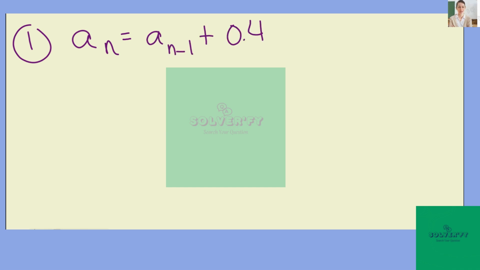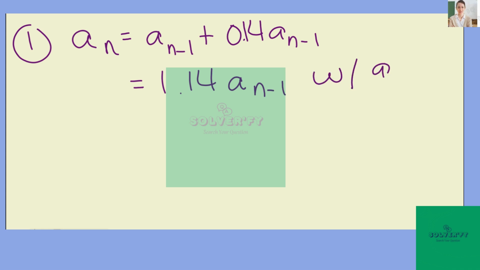Question 1, we are given a situation and we want to set up a recurrence relation. Our recurrence relation can be given as a of n is equal to a of n minus 1 plus 0.14 times a of n minus 1. This can be simplified to 1.14 times a of n minus 1 with our initial condition of a of 0 is equal to $4,000.